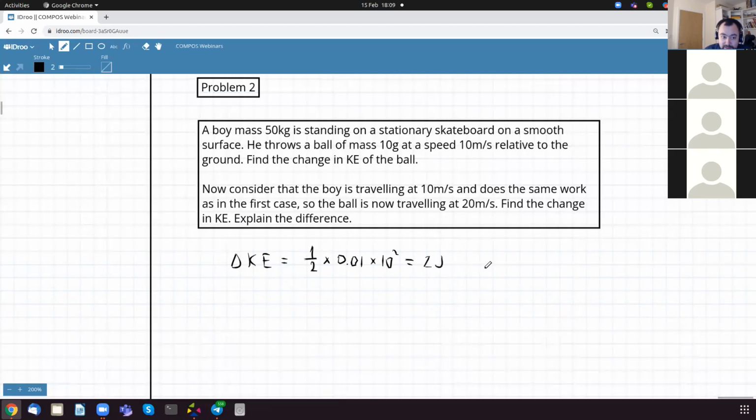So, by the work energy principle, the work done by the boy is equal to the change in kinetic energy of the ball, which is 2 joules. Okay, with me so far? Now the boy is actually traveling at 10 meters per second.